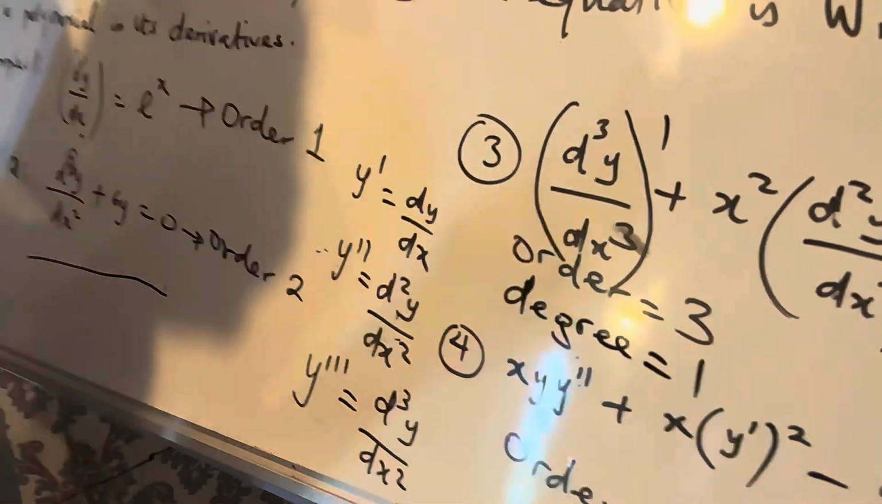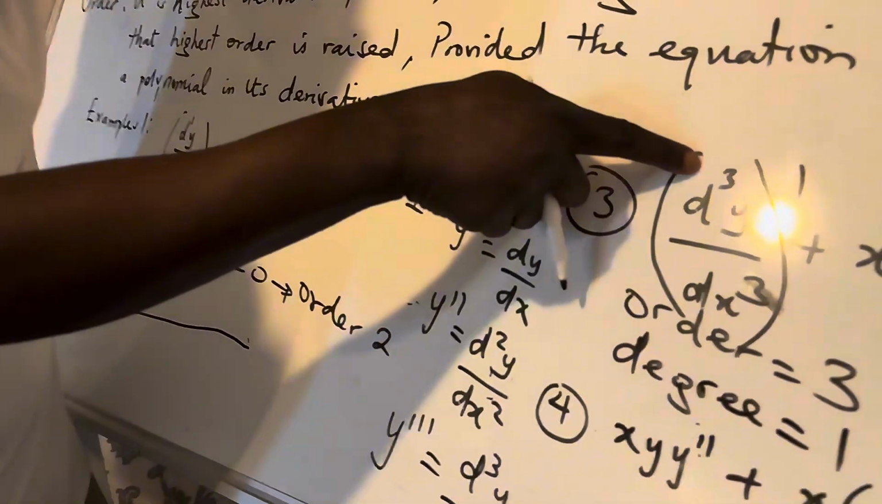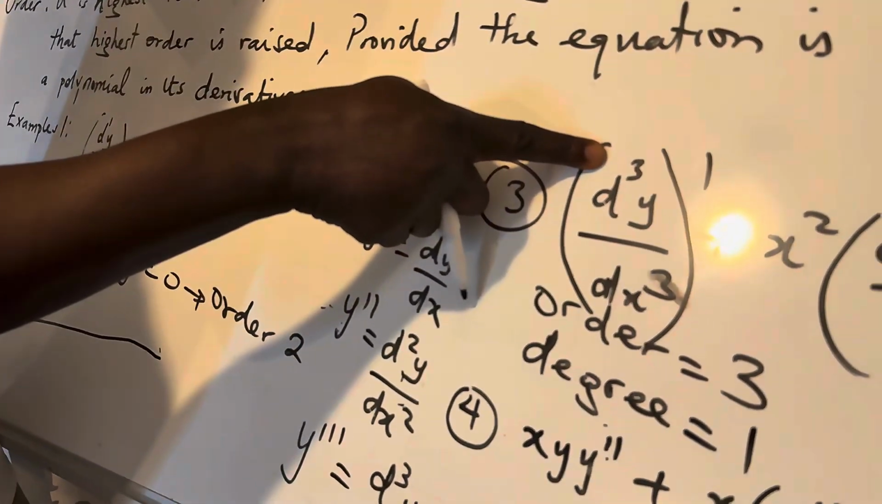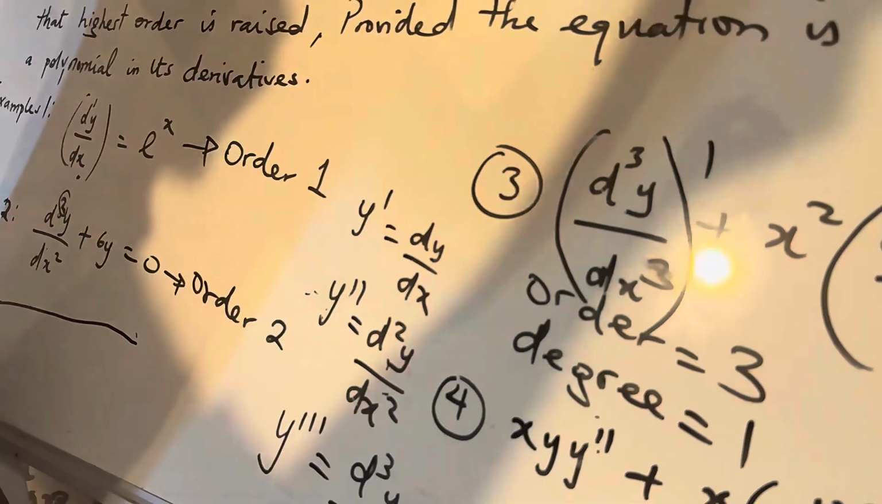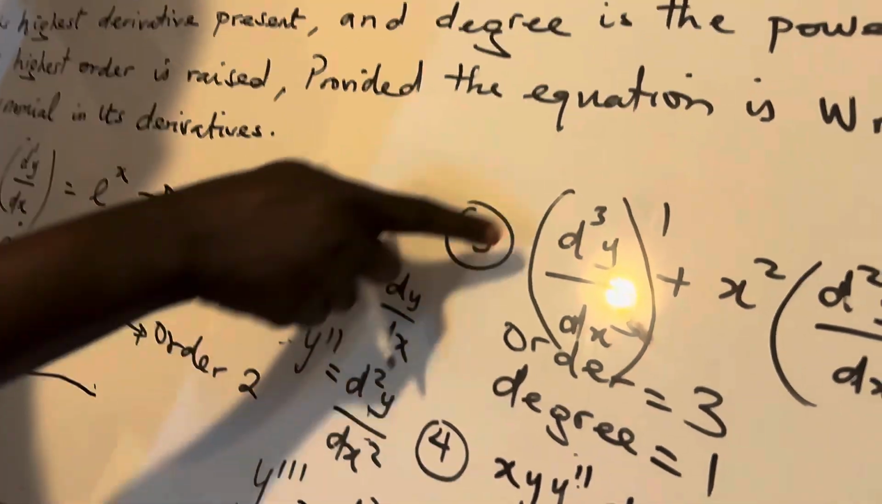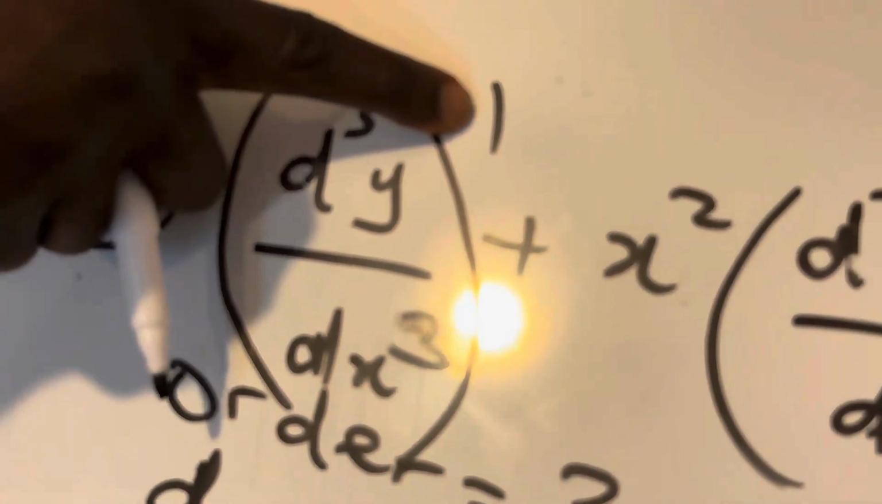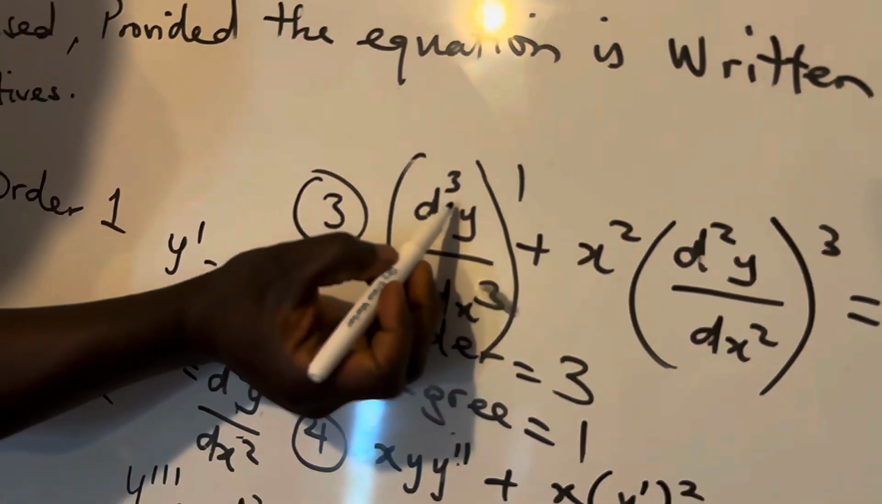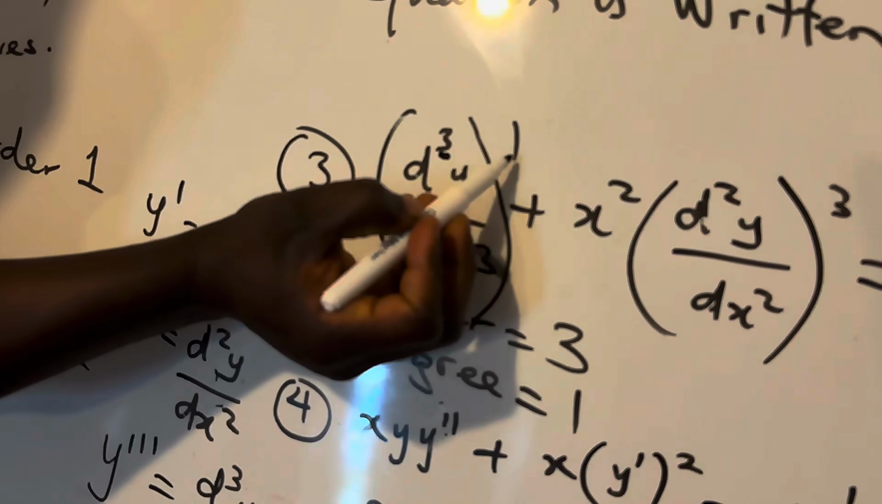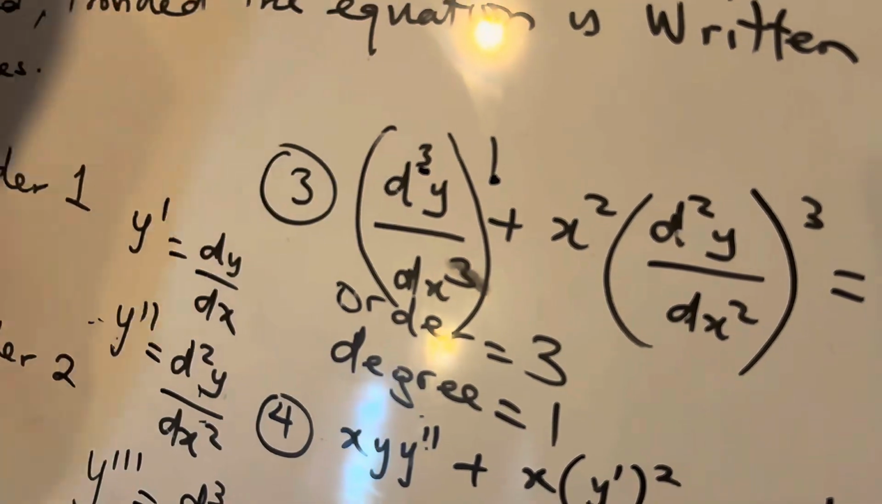The degree is 1 because the highest order will determine the degree of a differential equation. So the highest order here is 3, and the degree will be 1.